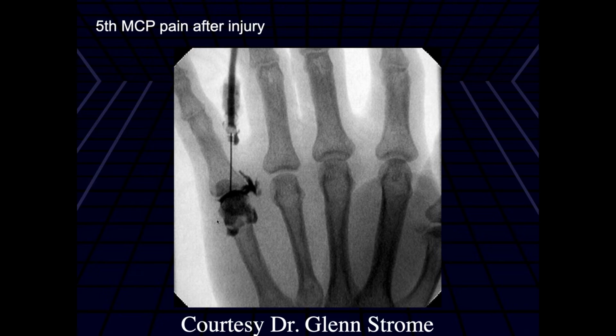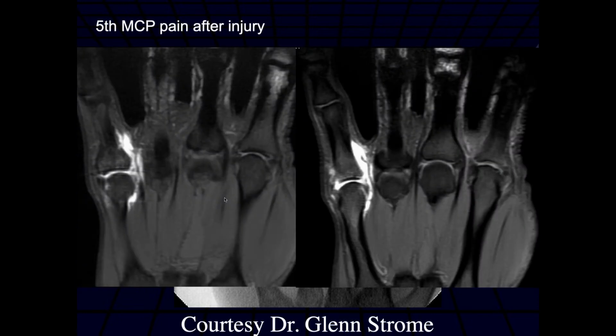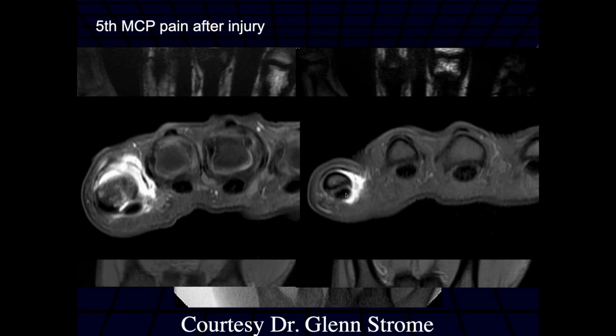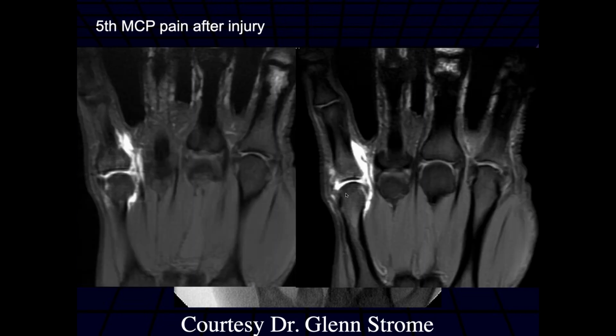Okay, fifth MCP pain after injury. So it looks like we're doing an MCP arthrography. I've never seen this before, but the injection looks like straight into the joint, and then you have contrast going proximally and distally. So there's got to be complete disruption of that medial collateral ligament on the radial aspect. And it looks like there's probably a sprain of maybe even the ulnar collateral ligament to a lesser degree.